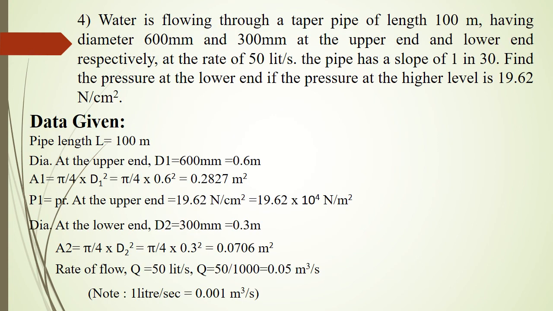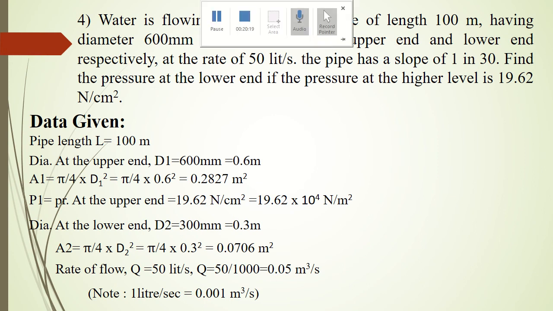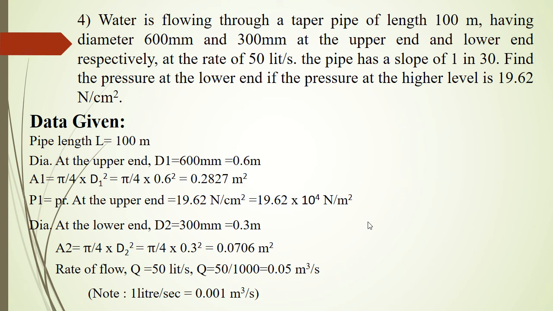Okay. So we shall take one more problem here. Water is flowing through a taper pipe of length 100 meters. So the length of the pipe is given, it is something different. The length of the pipe is 100 meter having diameter 600 mm and 300 mm at the upper end and lower end respectively. So upper end is 600 mm, lower end is 300 mm.